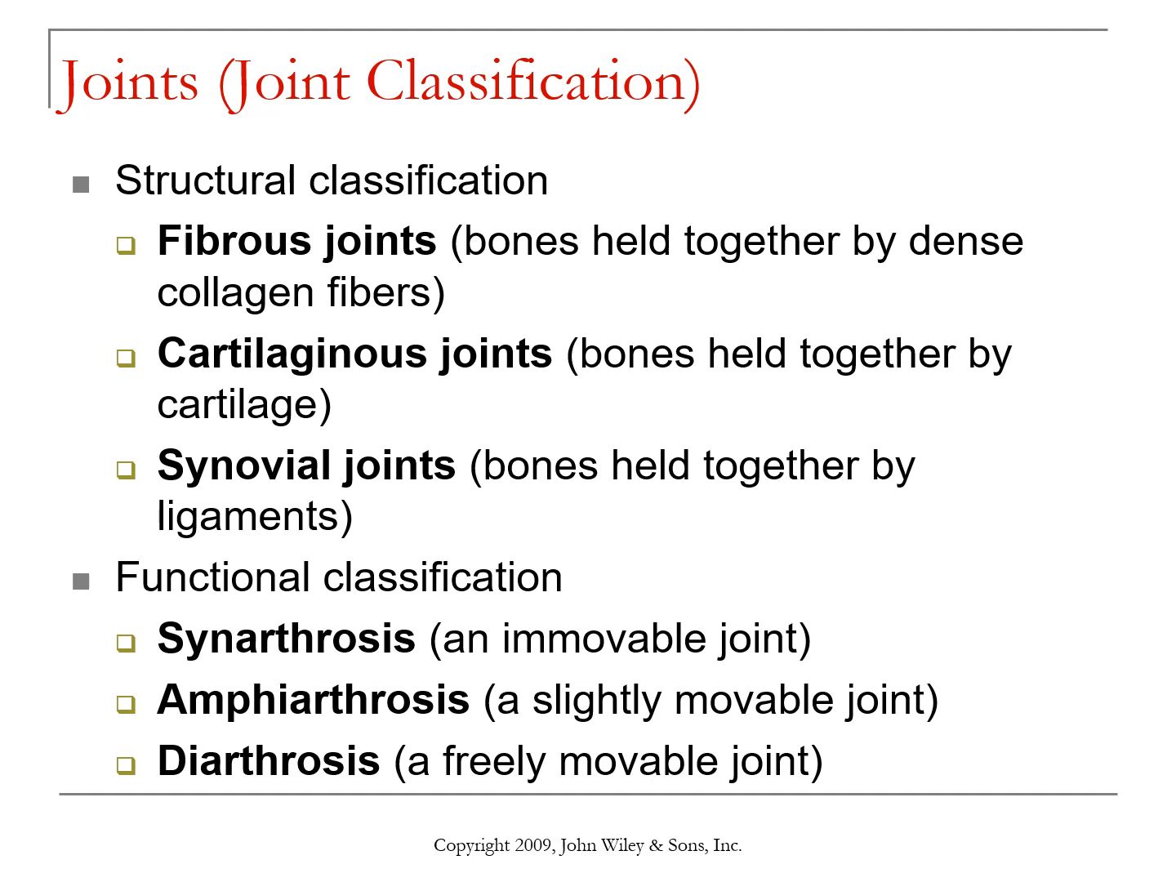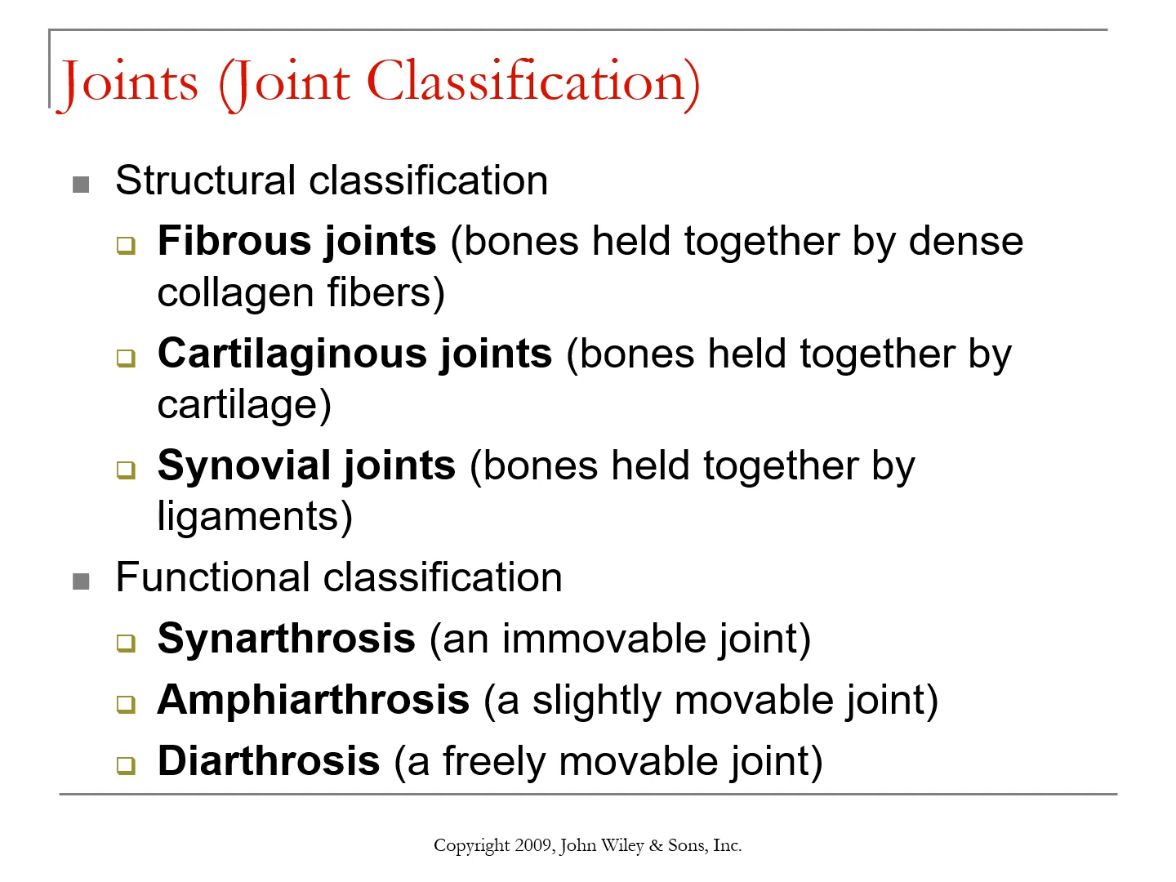Another joint type is the amphiarthrosis. This is a slightly movable joint. So this occurs, for example, in the pubic symphysis, which is a cartilaginous joint that allows for a little bit of movement in the pelvic region.